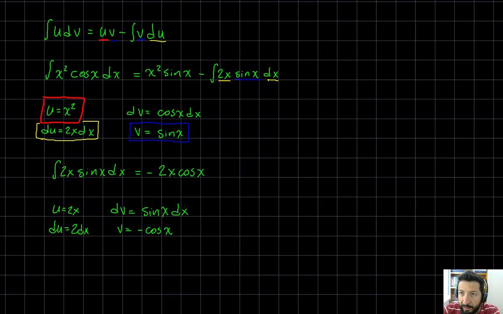I'm not going to put more colors because it gets confusing with the ones above, but it's just doing uv. And I'm going to do minus v du. So then we minus the integral of v, which happens to be negative cosine, so this becomes plus cosine. And then the du, which is 2 dx. Let me put the 2 in front here and then the dx here. All right, and now I can integrate this where I get negative 2x cosine x. And now the integral of the cosine is the sine, so plus sine.